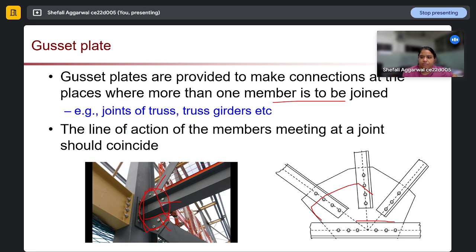Normally, when we provide joints in truss members or truss girders, we join them using a gusset plate. The second thing is that the lines of action of members meeting at the joint should coincide. If you see in this figure, all three members joined by the gusset plate meet so that the line of action, or force line, joins at one point. All the lines of action should coincide at one point. So this is what a gusset plate is.